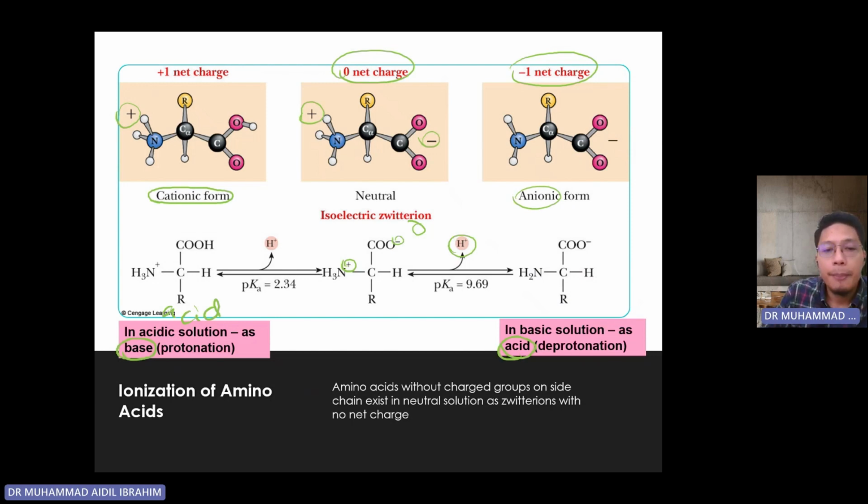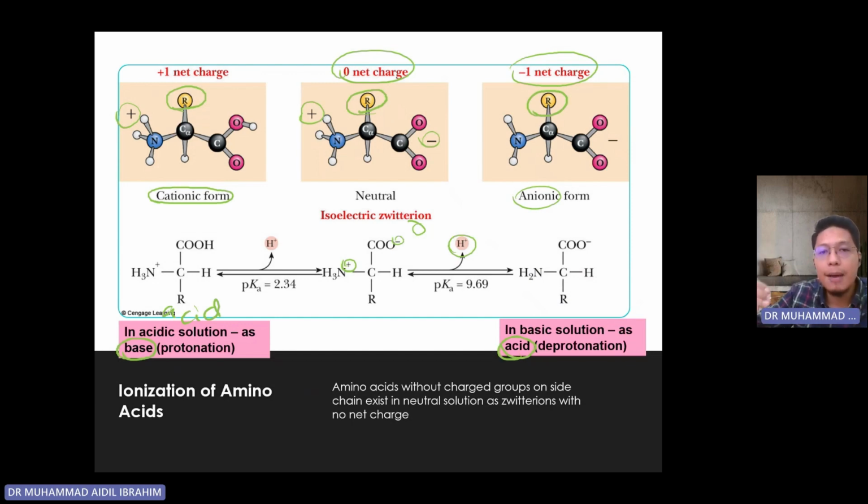Okay, and this is the one that we have discussed before. We only address those amino acids with uncharged R side chain. You have learned this in the previous subchapter, which is the classification of amino acids.